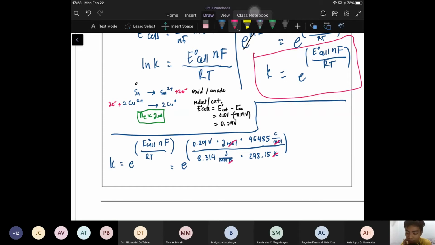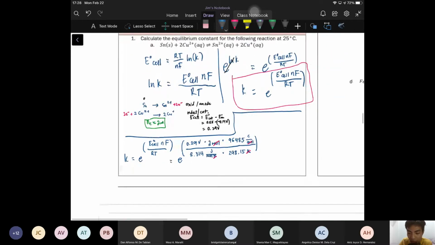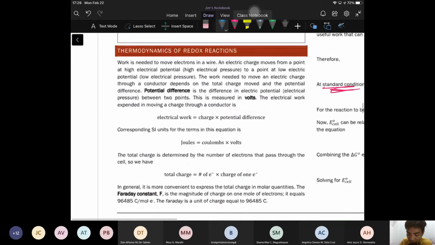So, ano ba yung coulombs natin? Ano yung unit niya? Ang unit niyan will be... ano nga ba yung unit nun? Nakalimutan ko yung unit ng coulombs natin.